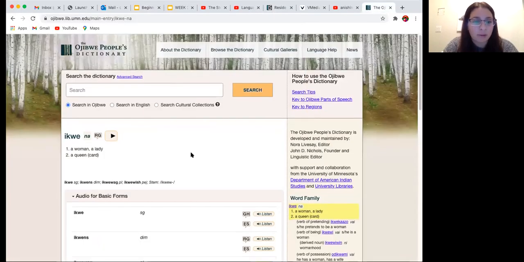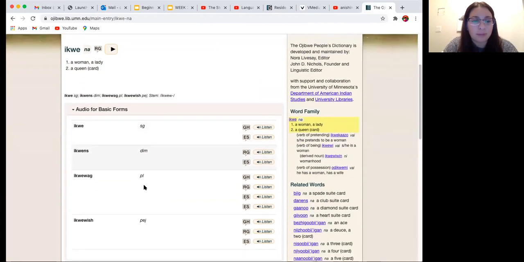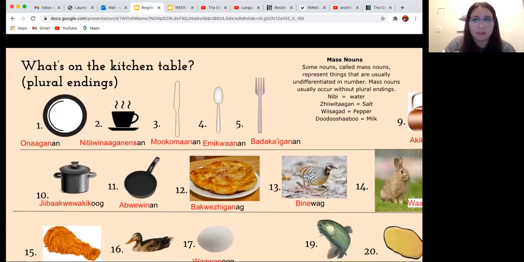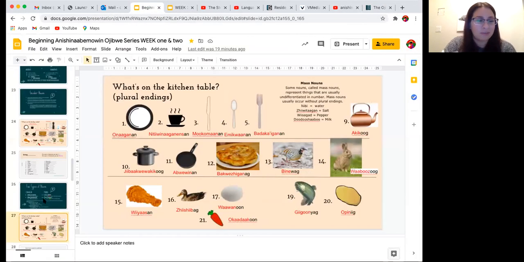So if we go here and we scroll down, it'll tell us right here, plural. So it gives us the plural ending for Ikwe. Ikwe-wug. We can listen to it too. Ikwe-wug. And practice. So that's a great way to figure out which ending I would need for more than one woman or more than one box. So when in doubt, look it up. That's what I say.